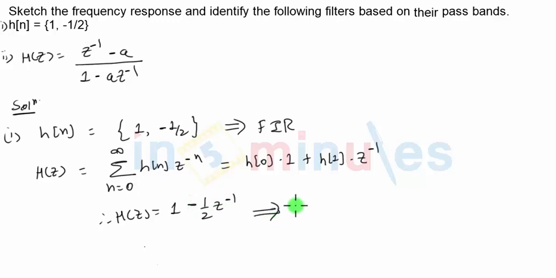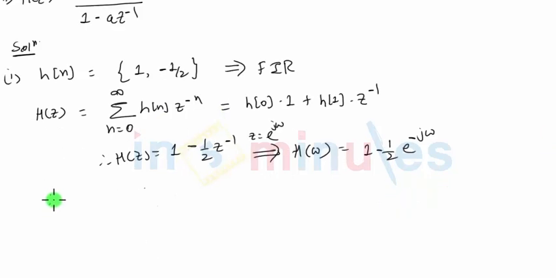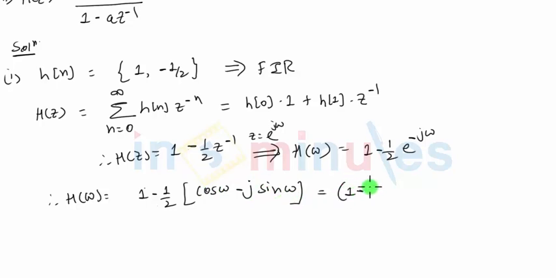To get h of omega, all I have to do is put z equal to e raised to j omega. This makes h of omega equal to 1 minus half e raised to minus j omega, which can further be written as 1 minus half into cos omega minus j sin omega. This has real part 1 minus half cos omega, and its imaginary part will be minus minus, which becomes plus j half into sine of omega.